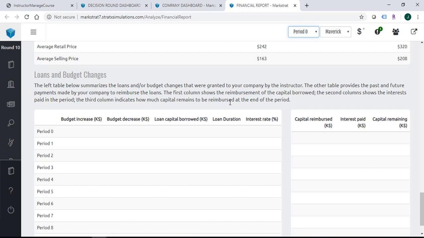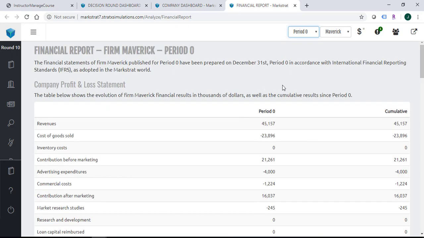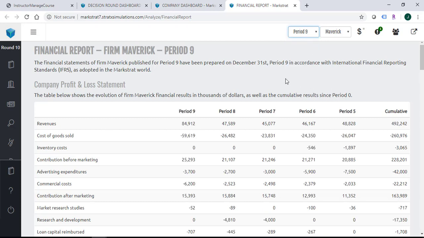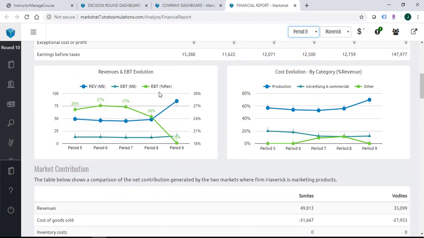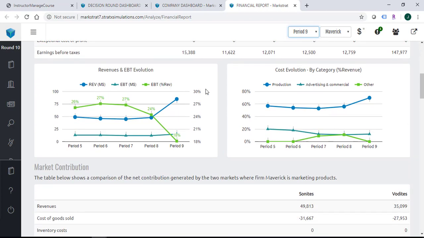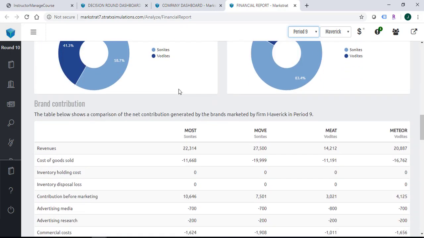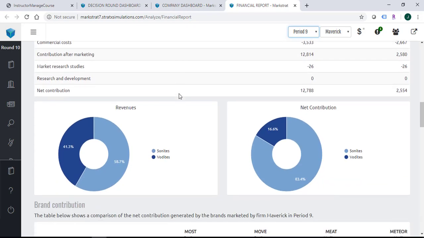The interest rate may vary from 6% to 8%. The return of capital and interest period may be from 3 periods to 5 or 6 periods. That is all the information from the financial report. If you click on period 9, you may see that the table shows you the last 5 periods of information about the profit and loss statement, and also the return and earnings before tax evolution, cost evolution, and the market contribution. From now on, the market contribution is really the cumulated contribution.